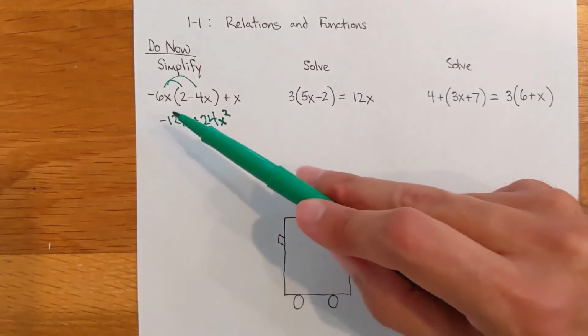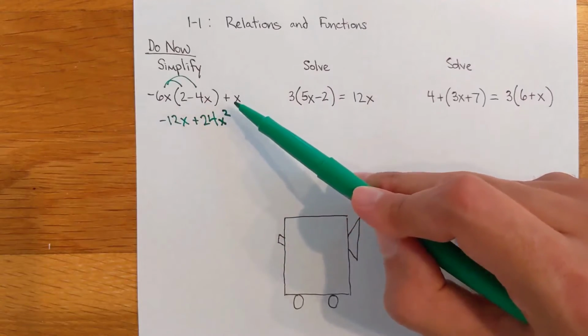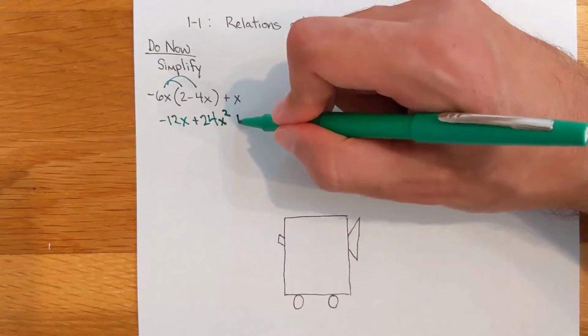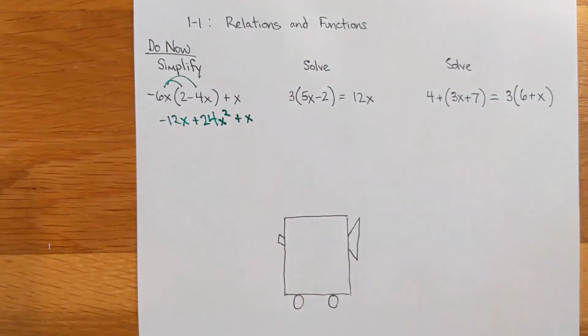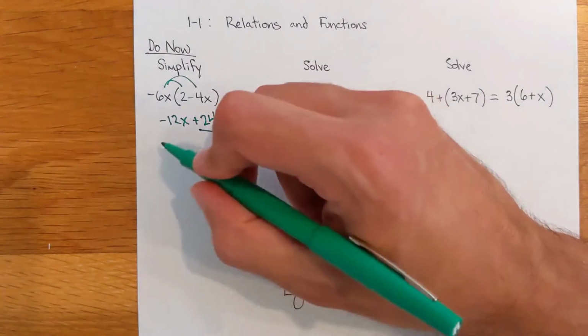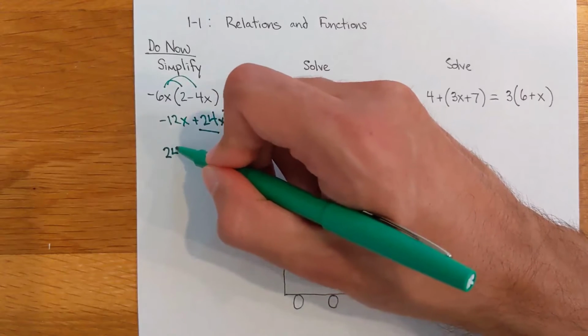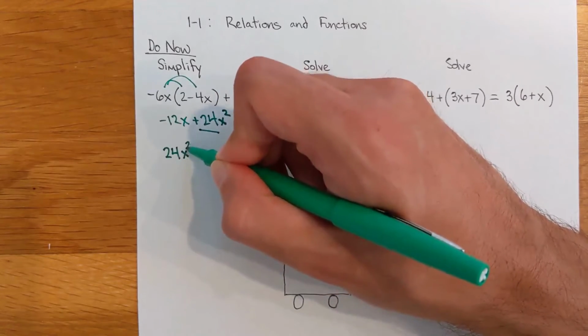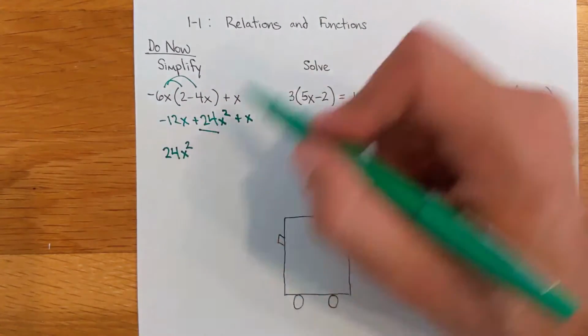So you distribute the negative 6x to both parts of the parenthesis, but not over here. This guy just carries down. And after you've distributed, you're going to combine like terms. So this is my only x squared term. And usually when you write your answers, you should write them with the biggest exponent first. So I'm going to do 24x squared.